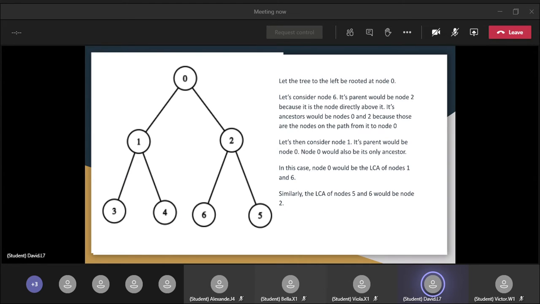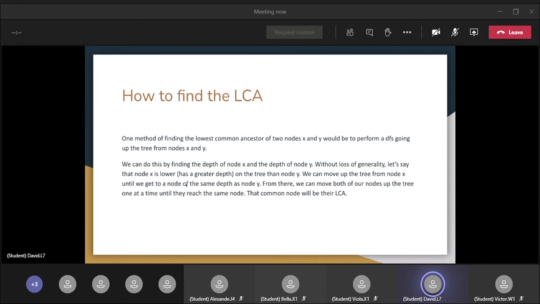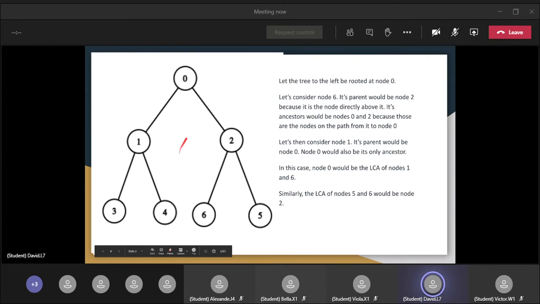So if we take this tree on the left, we can say that it's rooted at node 0. Let's consider node 6 down here. Its parent would be node 2, because it's the node right above it. And then its ancestors would be node 0 and node 2, because these are the two nodes on the path from node 6 to the root 0. If we then take a look at node 1, its parent would be node 0, because it's the node above it. And then node 0 would also be its only ancestor.